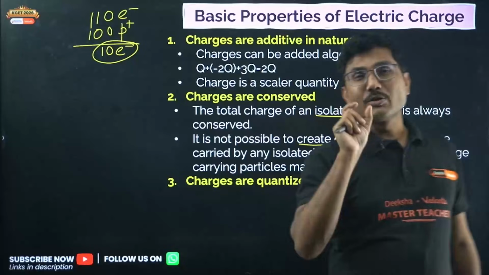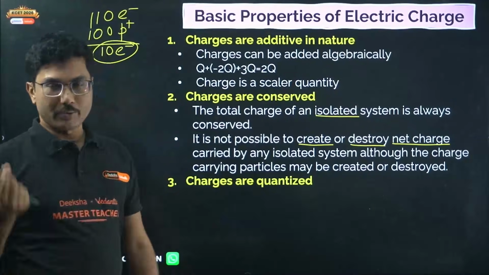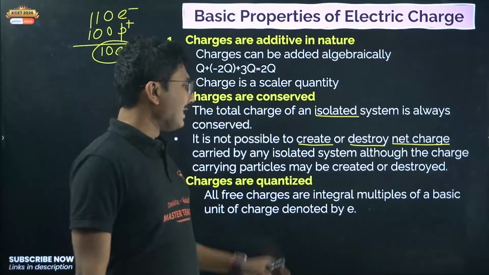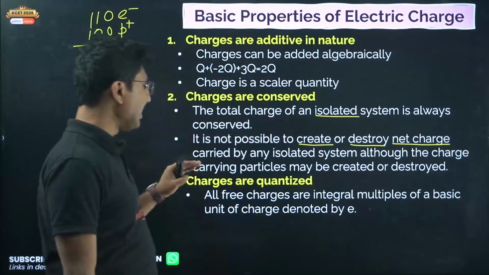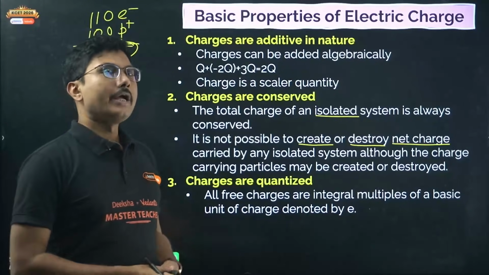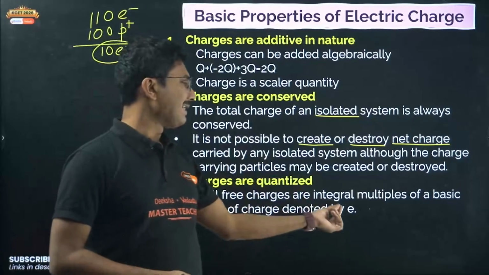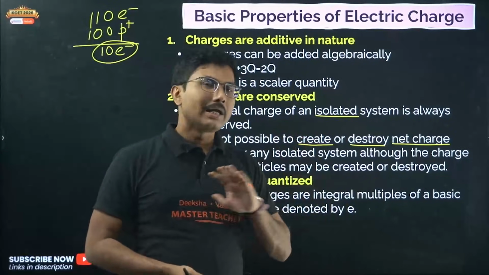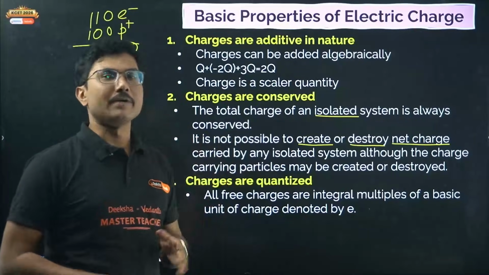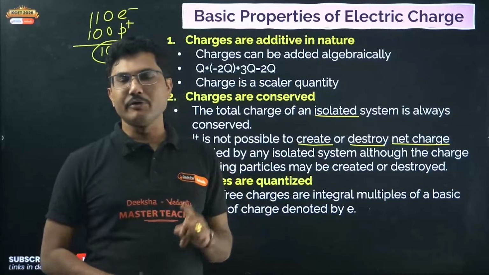Now the last point, which is very important and students often get confused, is that charges are quantized. Quantized means it has a fixed quantity. It cannot be any arbitrary value. Quanta means a fixed quantity. All free charges are integral multiples of a basic unit of charge denoted by small e. Small e is the charge of an electron. Integral multiple means integer multiple. So if you multiply e with 1, e with 2, e with 3, all those charges are possible. But if you multiply e with 2.5 or 4.5, that is not possible. The decimal value is not possible, only an integer value is accepted.